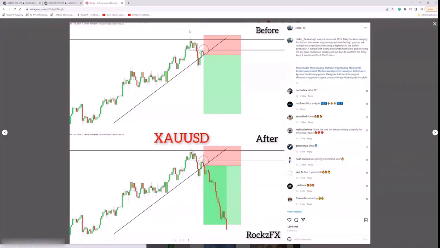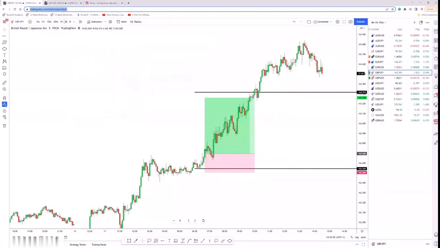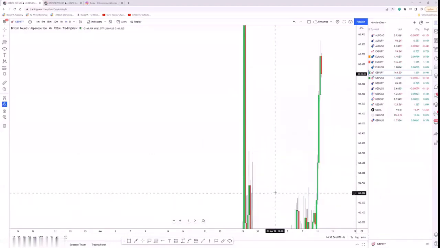None of these were taken based on the pattern. None of them. Well, 90% of them were not taken based on a pattern. 90% of them are taken based on what I'm telling you now. And then guess what happens? The patterns line up. Does anybody know why? If you don't know why, let me explain.